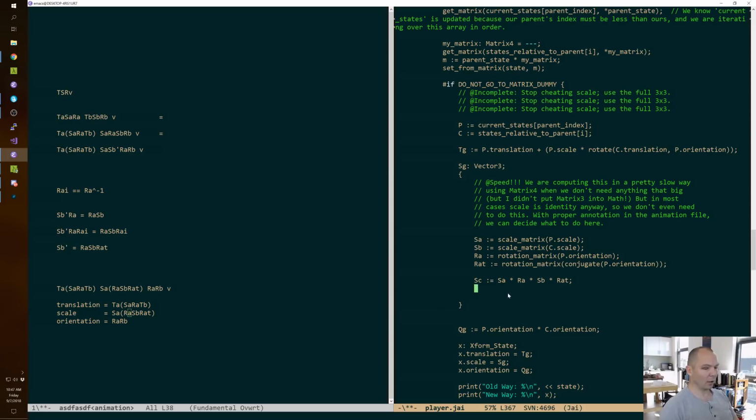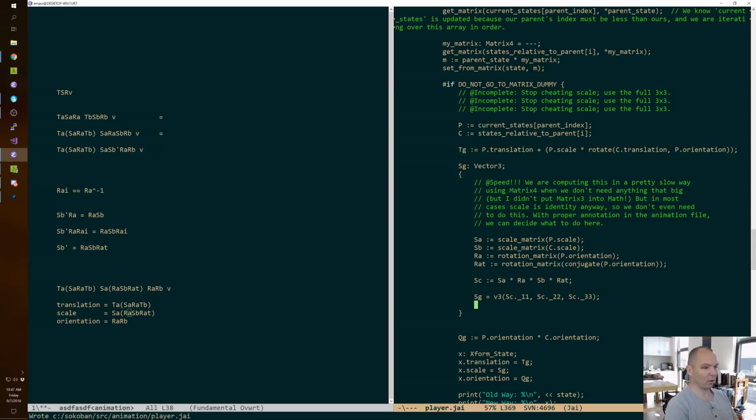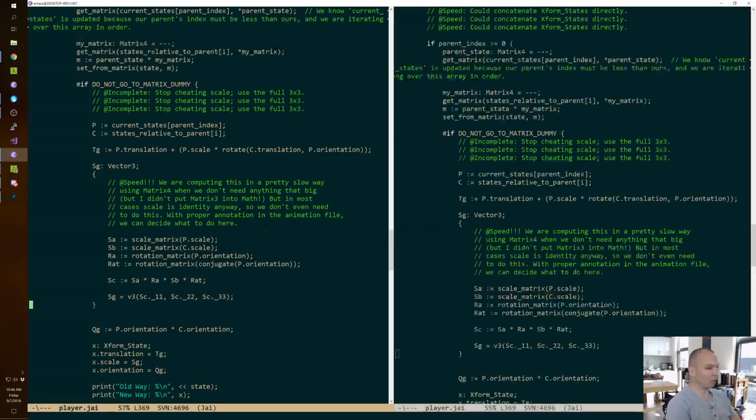Now this is scale as a matrix, so SG is V3 SC dot 11, SC dot 22. We're taking the diagonal elements out of that. And you don't assign this because we get it from above. Okay, so now we just have to write these helper functions. Okay, rotation matrix and scale matrix.